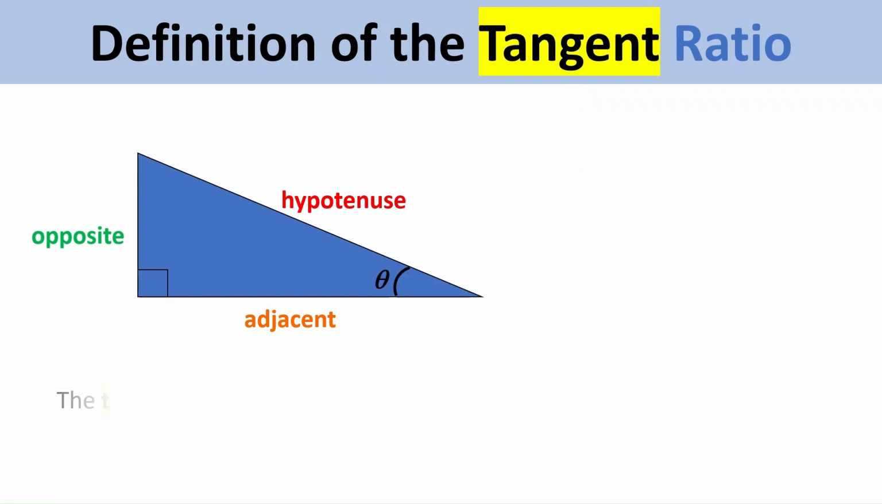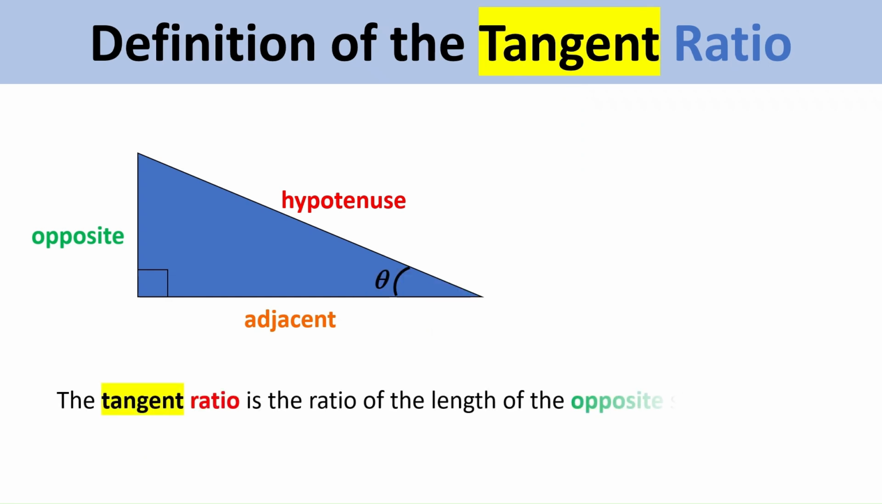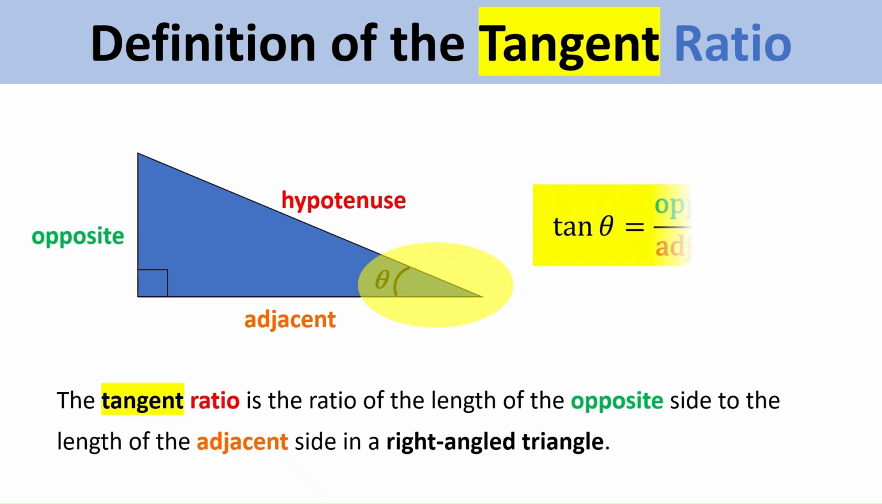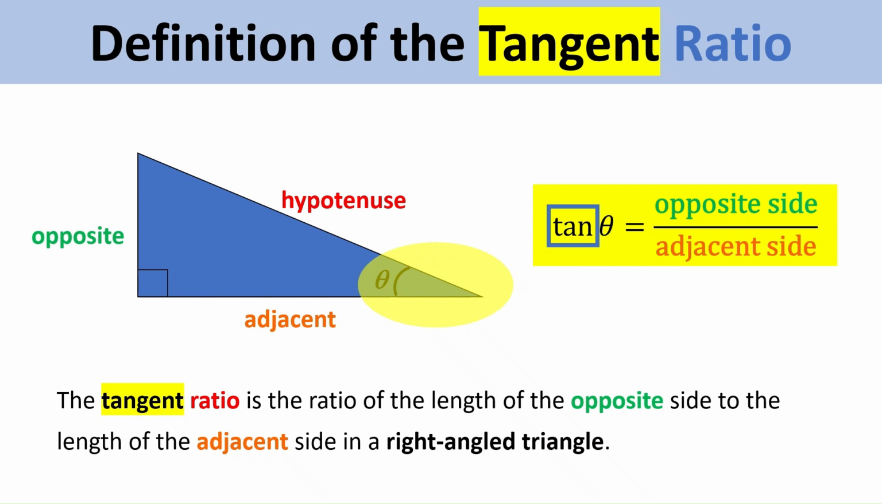And the tangent ratio is defined as the ratio of the length of the opposite side to the length of the adjacent side. And again, since the opposite and adjacent sides can only be determined with reference to an angle theta, we use the notation tangent theta to represent tangent as a fraction. Do note that the letters tan are a short form for tangent.